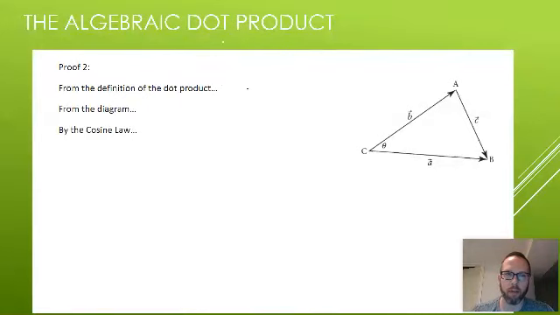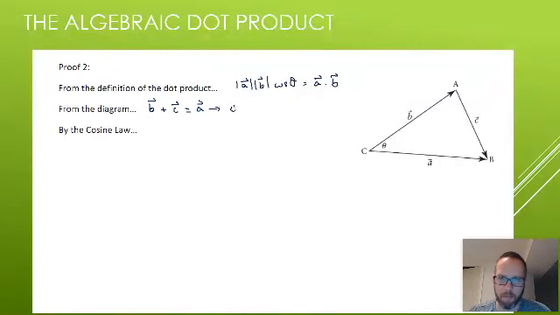We're going to use the definition of the dot product, A dot B, I'll write it this way. We learned that the other day. From the diagram, B plus C gives you A, if you think of vector addition, which means I can write vector C as A minus B.